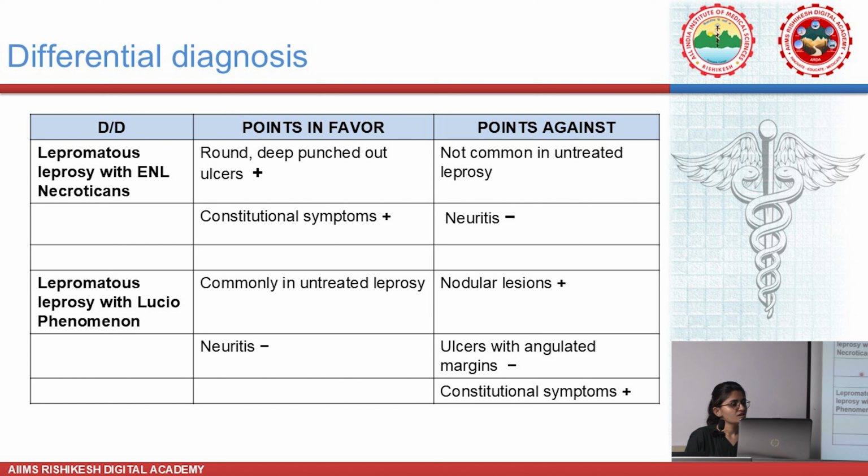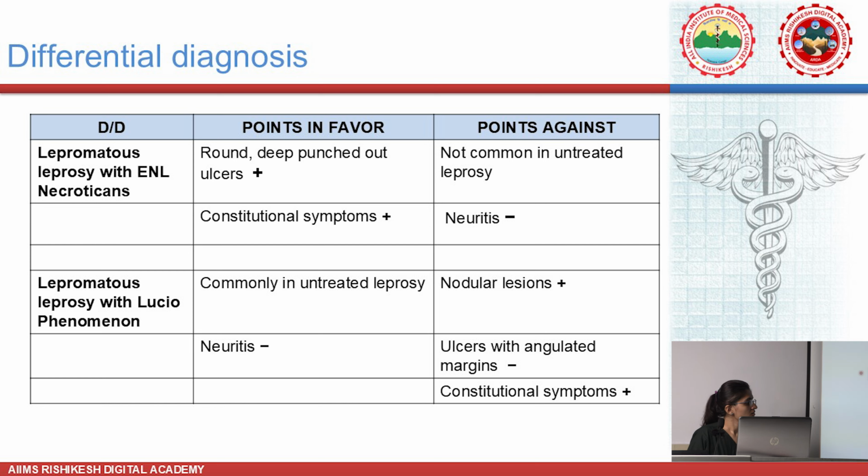To clinch the diagnosis, the presence of round, deep punched out ulcers and the presence of constitutional symptoms points in favor of the diagnosis of erythema nodosum leprosum necroticans. However, this entity is not commonly present in untreated cases, and the absence of neuritis in our patient points against the diagnosis, while the Lucio phenomenon commonly presents in untreated patients. Along with this, there is no neuritis, which points in favor of the diagnosis of Lucio phenomenon, while the points against are the presence of nodular lesions, the presence of constitutional symptoms, and the absence of ulcers with angulated margin.